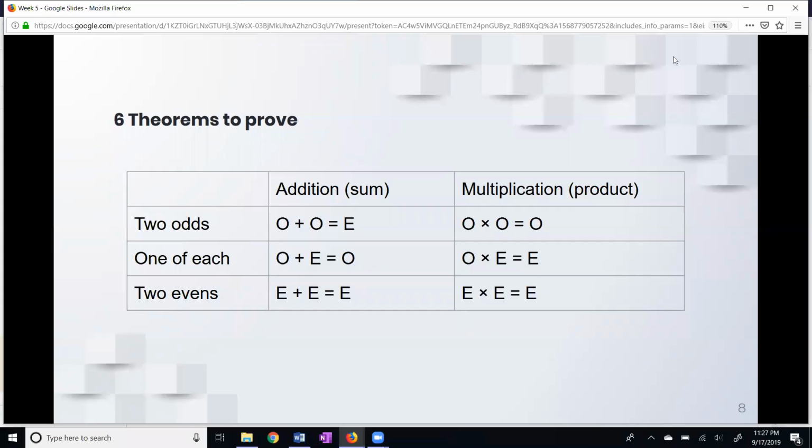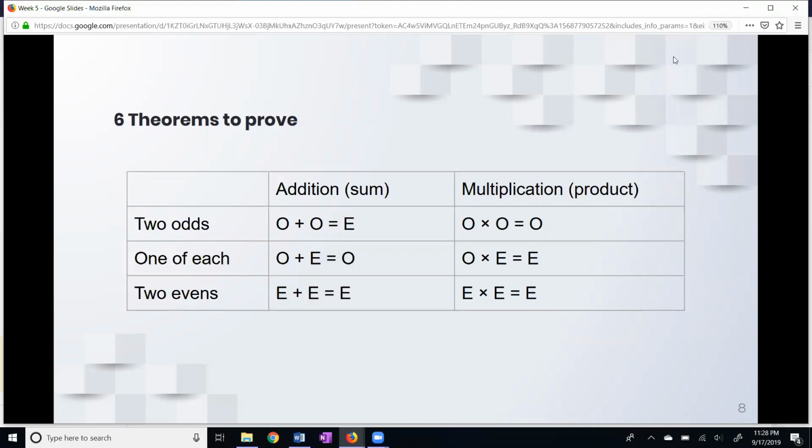So we have 6 theorems to prove here. 3 about sums of numbers, and 3 about products of numbers. Odd plus odd equals even. Odd plus even equals odd. Even plus even equals even. It might be nice to say that if you add 2 numbers with the same parity, you get an even number. I think I'll prove them separately.